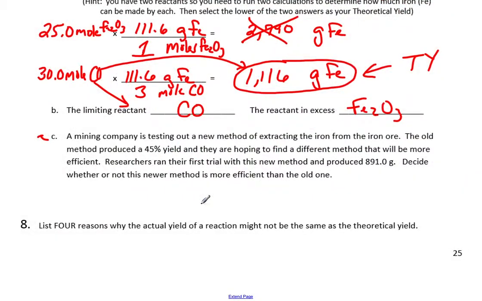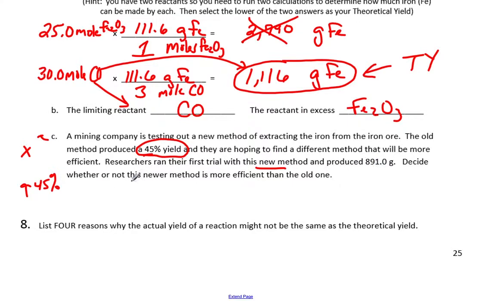Finally, it says a mining company is testing out a new method of extracting iron from the iron ore. The old method is 45% yield. Not too good. Remember, here's the target. They're only getting 45% of what they should be getting. So they're hoping to find a different method that'll be more efficient. They ran their first trial with the new method, and they produced 891. So the question is, is this good or is it not? Is it better than 45% yield or is it worse?